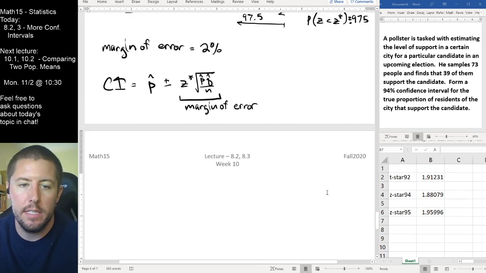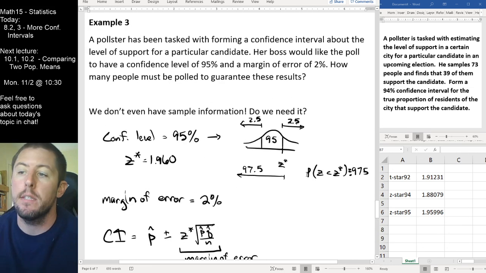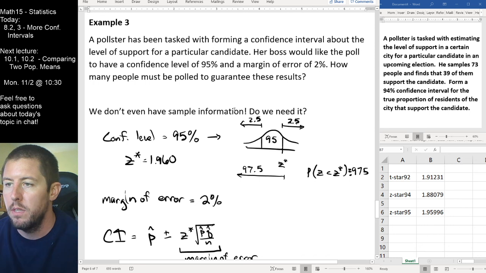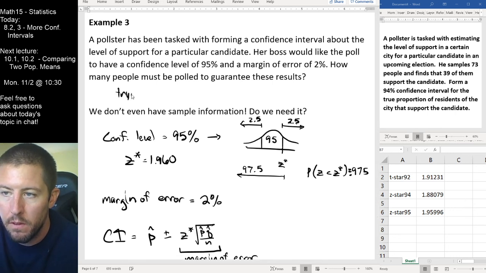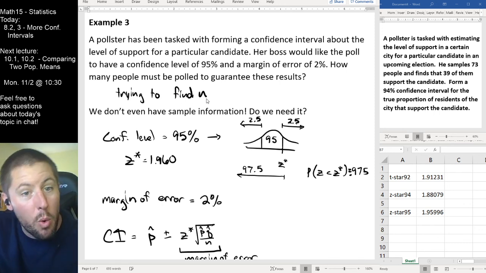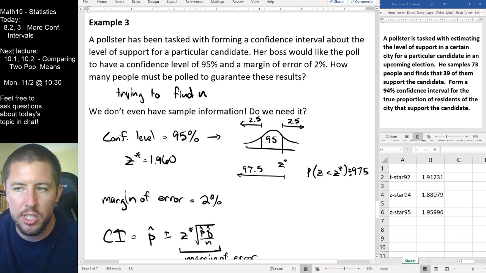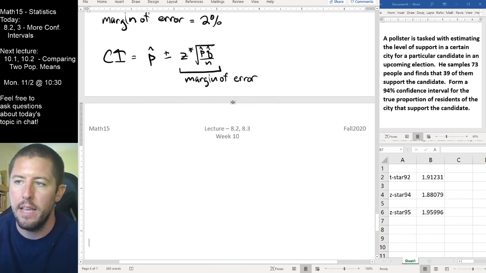All right, so here's where we're at. We're not interested in the entire confidence interval; we're not trying to form one. This person's just saying, my boss told me I need to produce some stuff with these features. The question is, how many people must be polled? We're trying to find n. What's the sample size required? So we're trying to solve for n in this case.